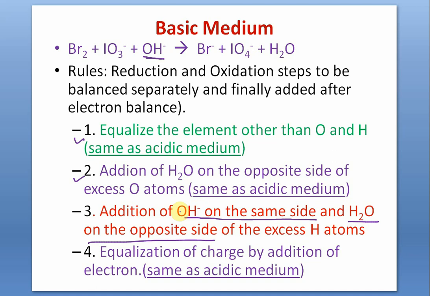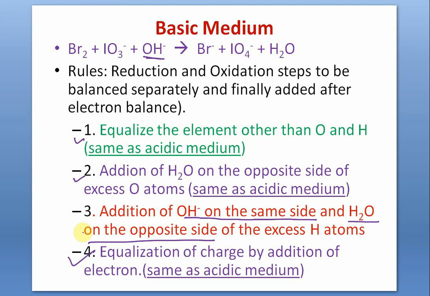So now there have been 2 additions of water. In the second step, you have added water on the basis of excess oxygen, and in the third step also you have added water on the opposite side on the basis of excess hydrogen. But after adding OH minus ion on the same side, don't worry, we will do one example together, and I will show you. Then I will leave you some assignment to practice at home. Then the fourth step is equal. First, second, fourth, they are all identical, both in acidic and basic.